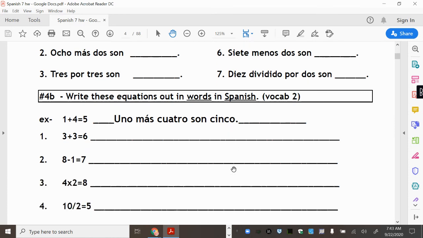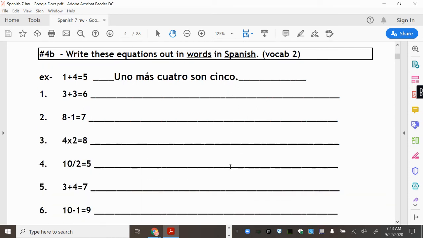And then you're just going to practice writing these equations out. You don't actually have to do math in your head. You just have to write the symbols and everything. So look at the example. 1 plus 4 equals 5. Uno más cuatro son cinco. Do you see that? So let's do this one together. 3 plus 3 equals 6. Tres más tres son seis.